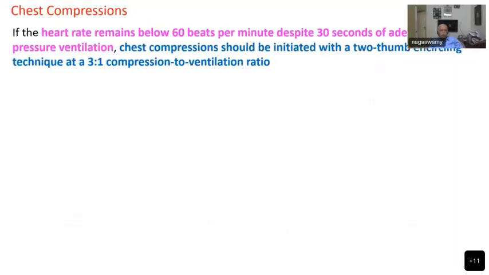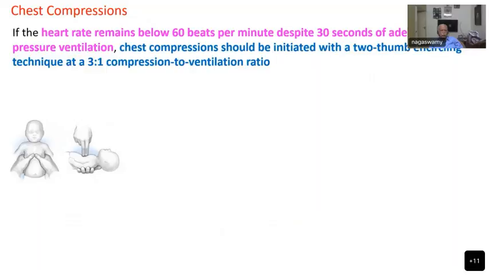And then coming to chest compression: if the heart rate remains below 60 despite 30 seconds of adequate positive pressure ventilation, so they always give first priority to proper ventilation, and if in spite of your adequate ventilation the heartbeat is still low, chest compression should be initiated by the two-thumb technique at a 3:1 compression to ventilation ratio.